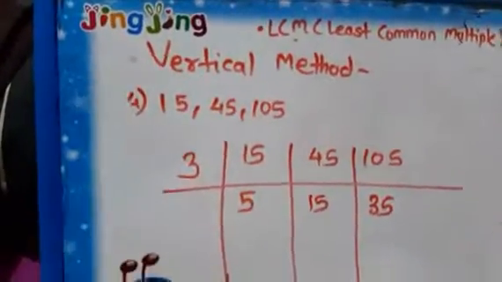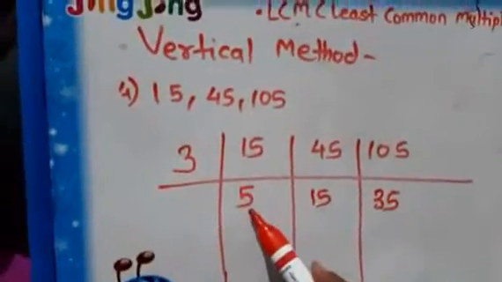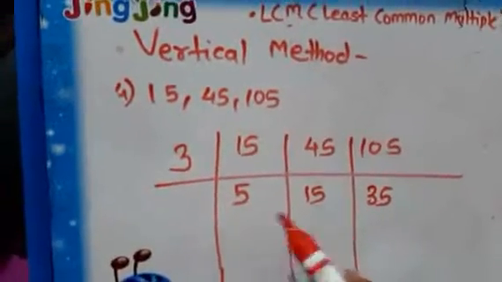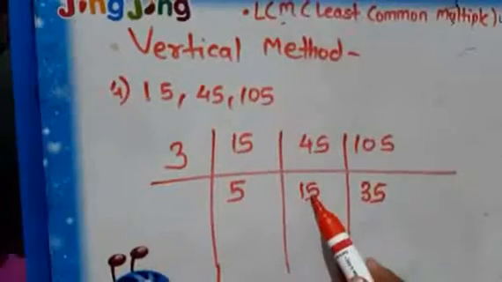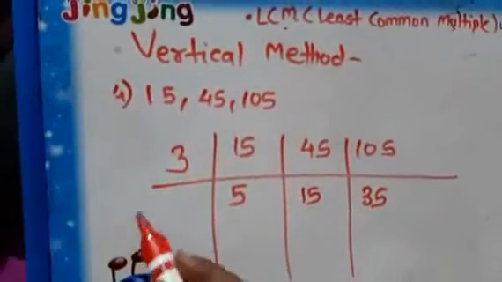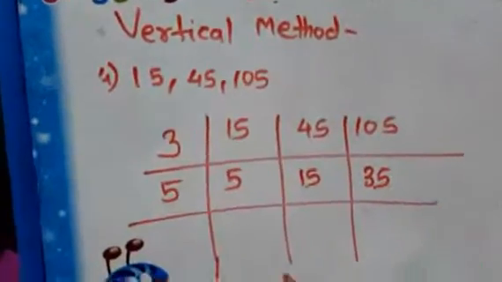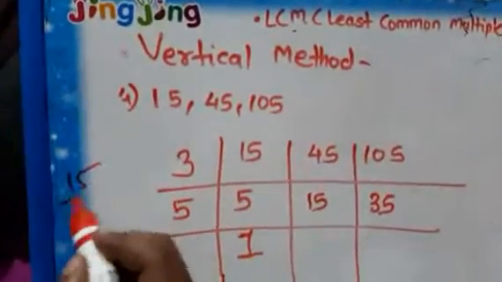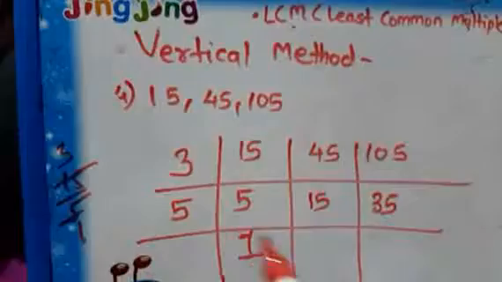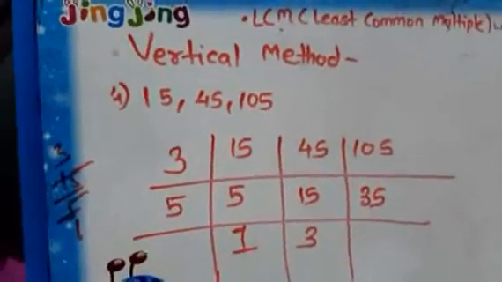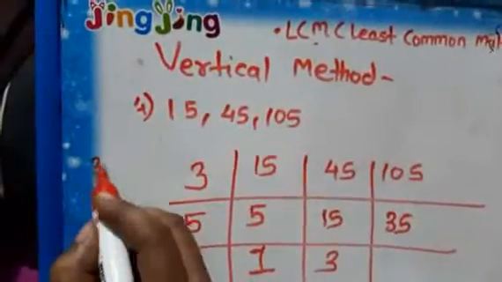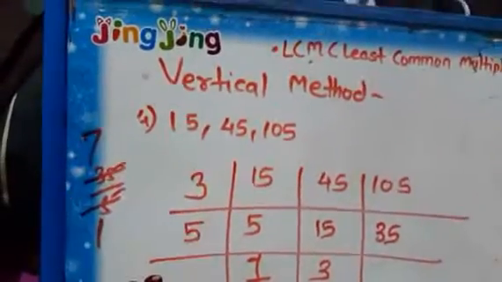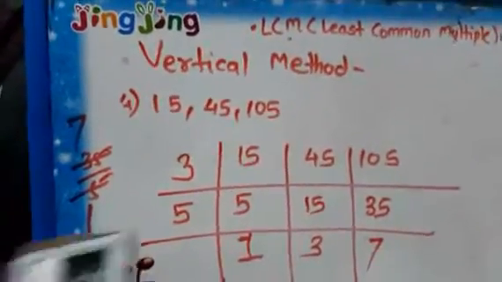Now here if you check, this is a prime number. So it will not come in 3's table. It will only come in 5's table. So we will check for 5. This number is divisible by 5. This is also divisible by 5. So for all we will take 5. 5 divided by 5 is 1. 15 divided by 5, 5 3s are 15. So here will be 3. Now below 35. 35 divided by 5. 5 1s are 5, 5 7s are 35. So here will be 7.